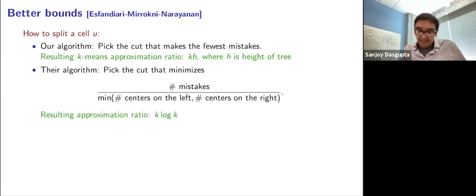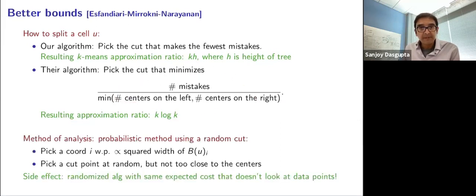Now, interestingly, in order to analyze this, they need to show that there exists a cut for which this is not too large. And the way they do that is by the probabilistic method. They said, in fact, if you just pick a random cut, this won't be too bad. So what this implies is that there is a randomized algorithm that doesn't look at the data at all and that has the same expected interpretability ratio.